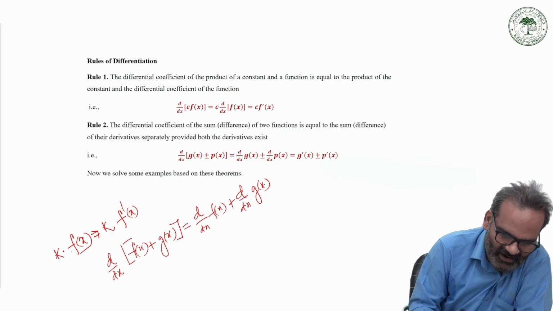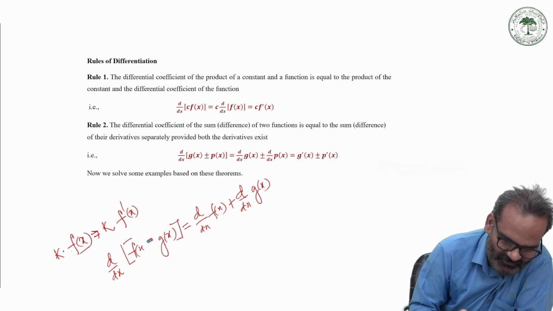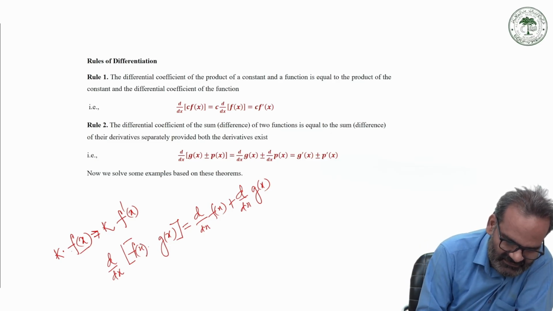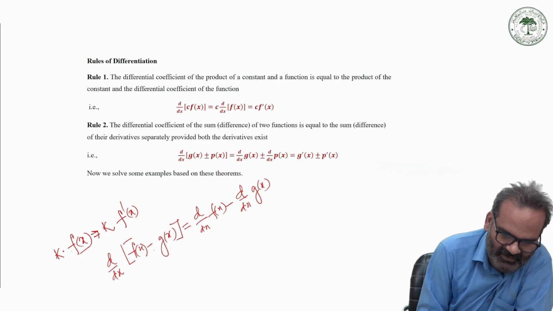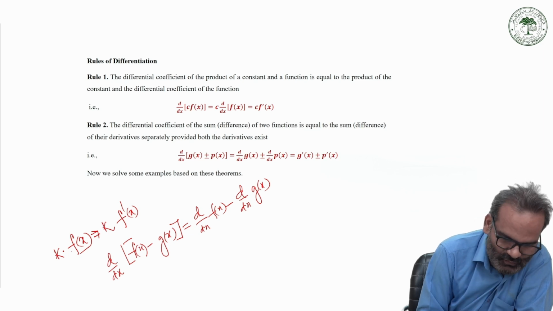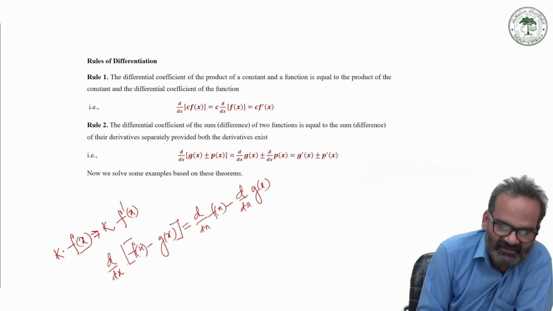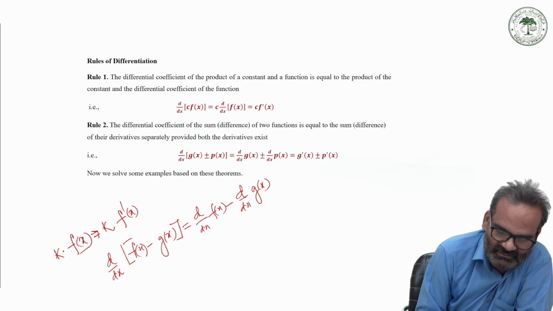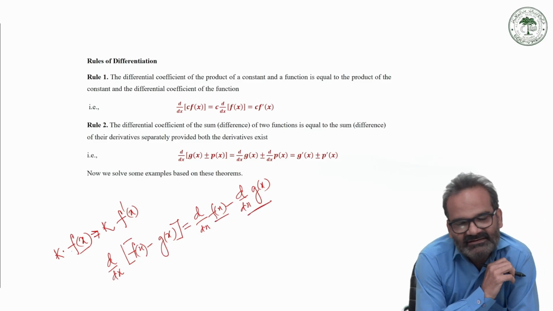Likewise, if we are using the minus sign in place of the plus sign, the result will be the same, minus here, and we will get minus here. This means f(x) minus g(x), the difference of two functions is given, and you want to find its derivative. So its derivative is always equal to the derivative of f(x) minus the derivative of g(x), right?